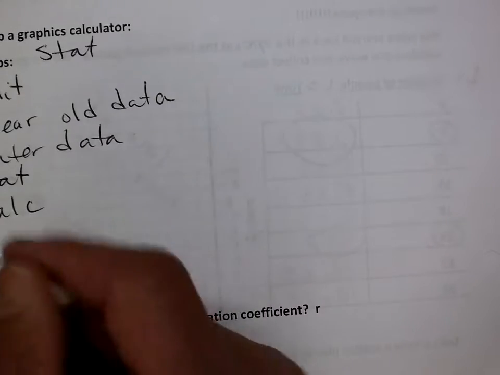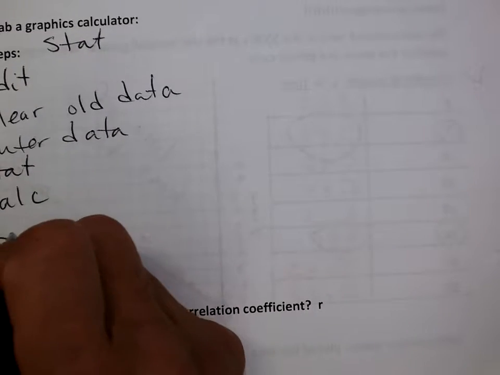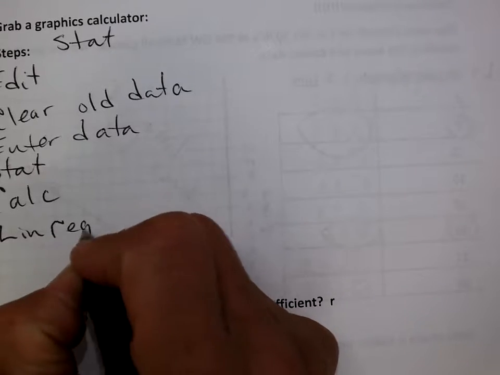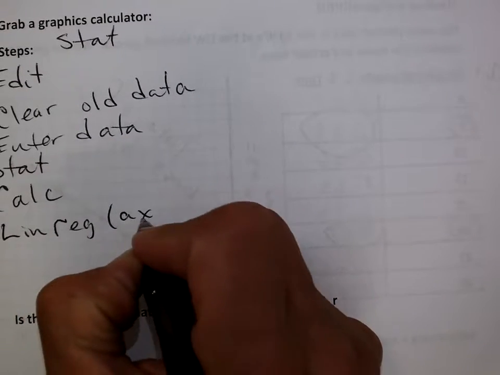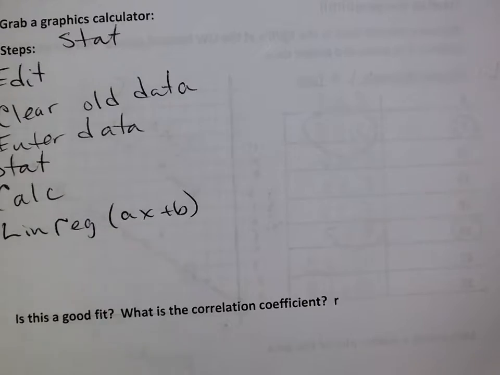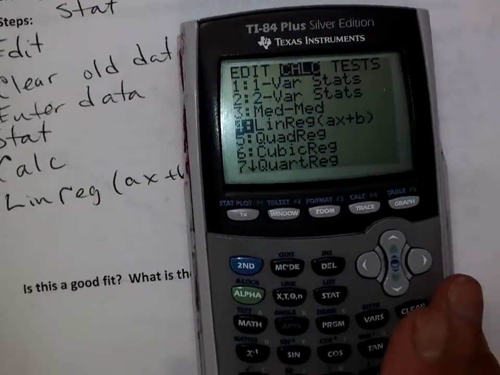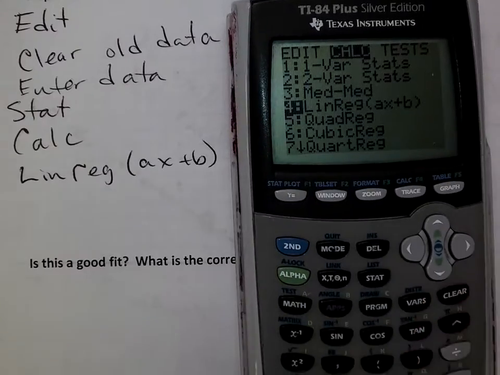So I'm going down to LinReg, and it's the ax plus b, okay? So it's a linear regression. It's a straight line, okay? And then I'm going to push enter in a second. So I'm going to push enter.